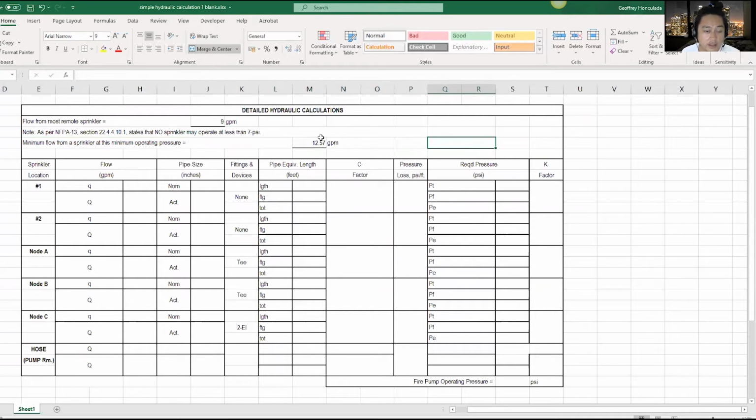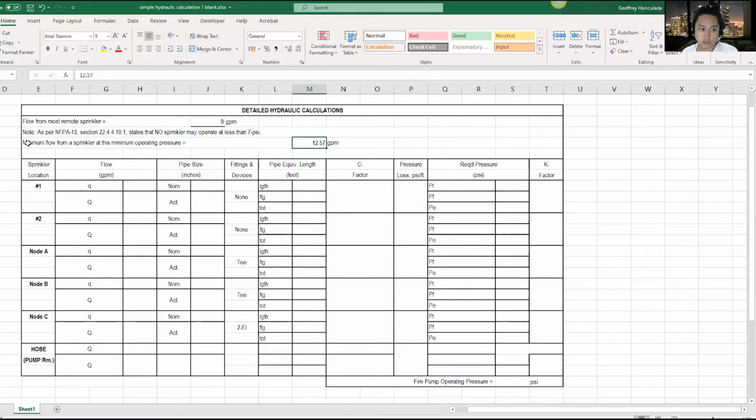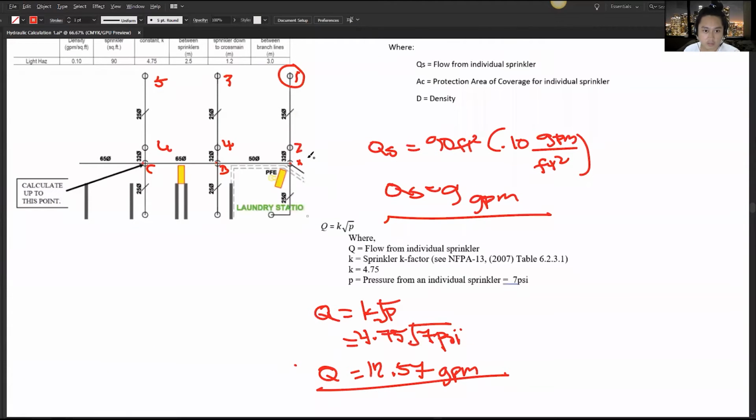Now, if we're going to use this 9 GPM, then this condition will not be met. Hence, with this, we need to use the minimum flow rate from the last sprinkler. So from this sprinkler, the sprinkler one, we need to use this flow rate, not this one, so that we can satisfy the condition that this sprinkler has to operate at least 7 psi.